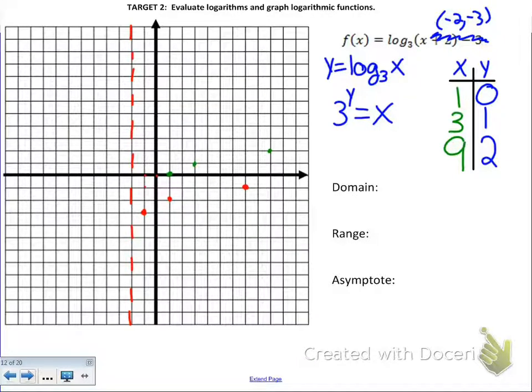Now we're going to connect our red dots, again making sure not to hit our asymptote over here on the left-hand side. And that is our graph.